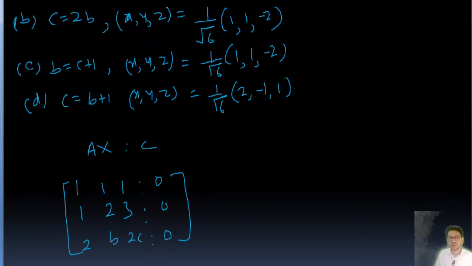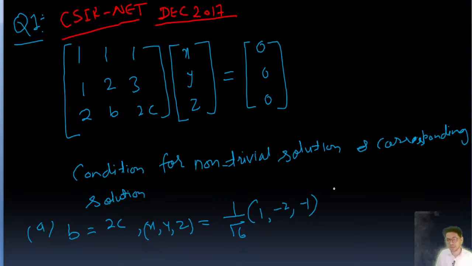So b equal to c plus 1. This is the condition. Now we have to find out the corresponding solution as well, because this matrix equation has a non-trivial solution, right? So we need to find out the corresponding solution. This is the condition we have found, okay.